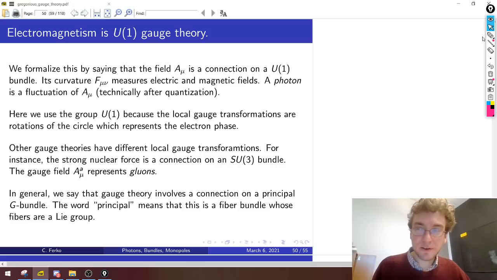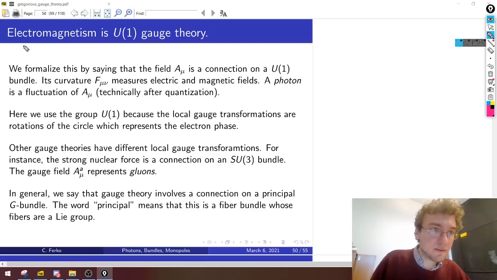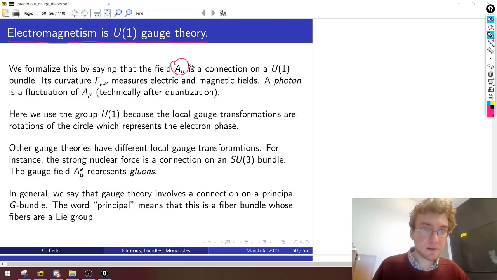Okay, so just to conclude, if you get one thing out of this talk, it's that electromagnetism is a U(1) gauge theory. When you study gauge theory, you say that this field A_mu is a connection on a U(1) bundle. Its curvature measures electric and magnetic fields. And I haven't done any quantum mechanics, but if you quantize this theory, the quanta of A_mu are photons.